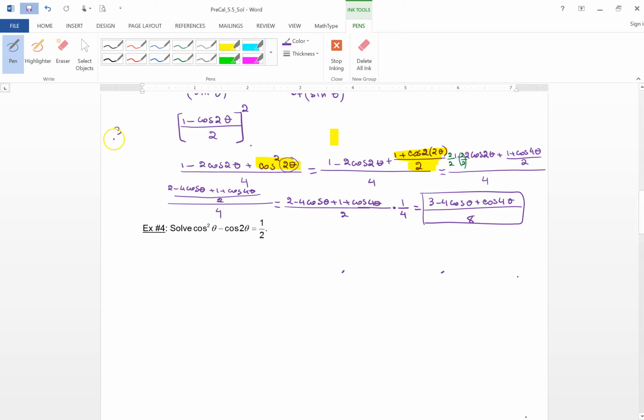Right? So if you have 3 divided by 4, that's like 3 times 1 over 4. Think about it. You know this. You're just having a moment. All right, I'm going to move to example 5, and then come back to this equation.